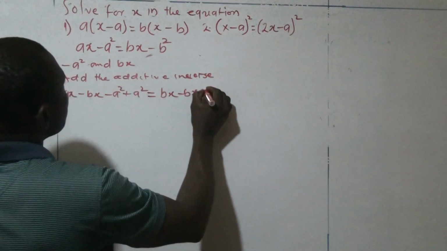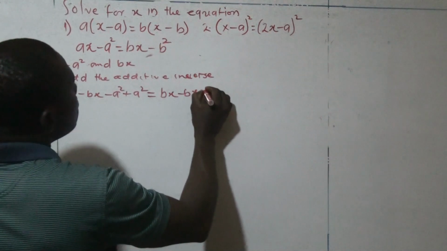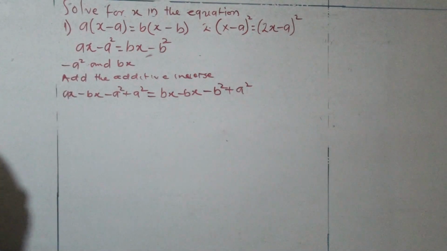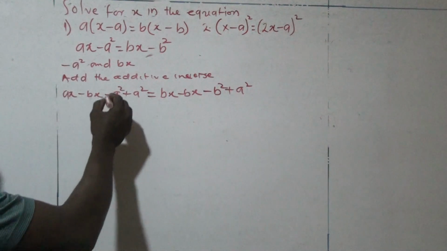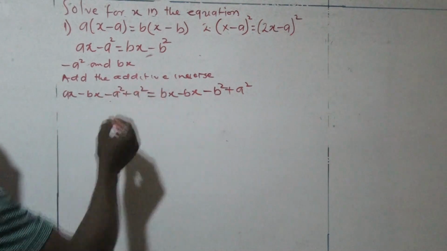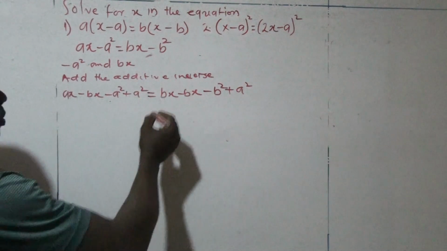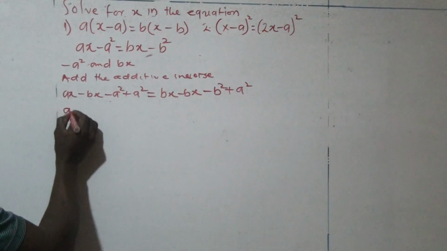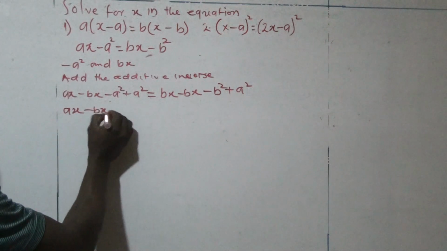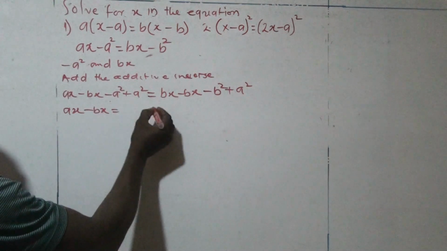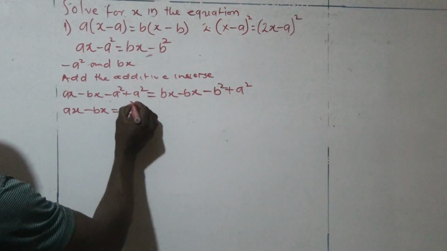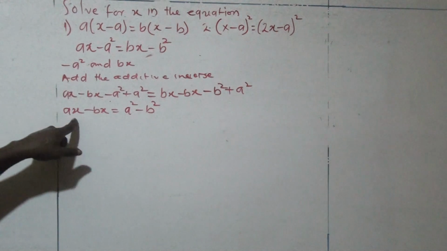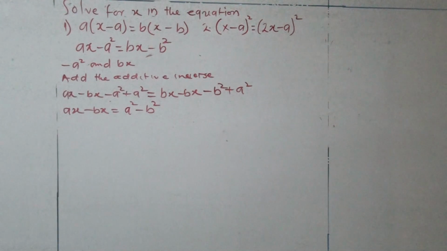Similarly, here we have bx minus bx. Here we have minus b squared plus a squared. So we have done it to both sides, and minus a squared plus a squared is off, bx minus bx is off, and we will be left with ax minus bx is equal to, we bring this one, a squared minus b squared. This is what we are trying to find, looking for x.